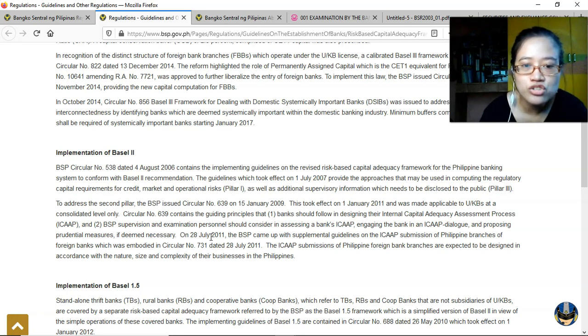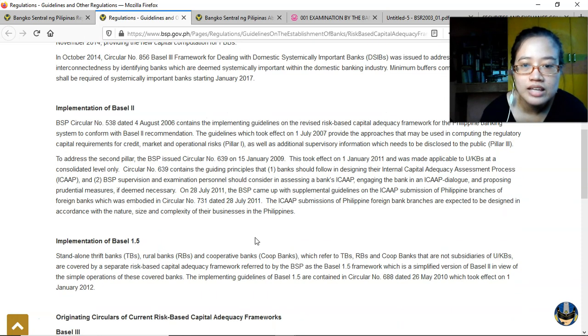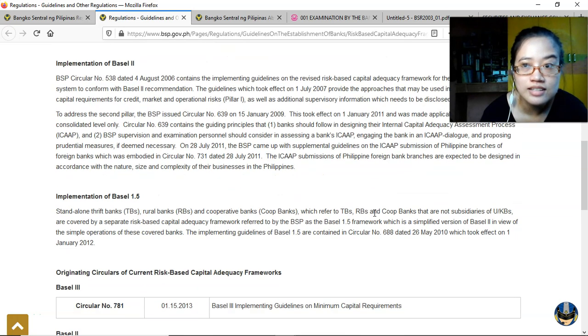Okay. On July 28, 2011, the BSP came up with supplemental guidelines on the ICAAP submission of Philippine branches of foreign banks, which was embodied in Circular Number 731, dated July 28, 2011. The ICAAP submissions of foreign bank branches are expected to be designed in accordance with the nature, size, and complexity of their businesses in the Philippines.